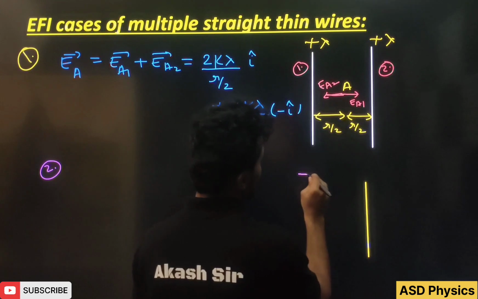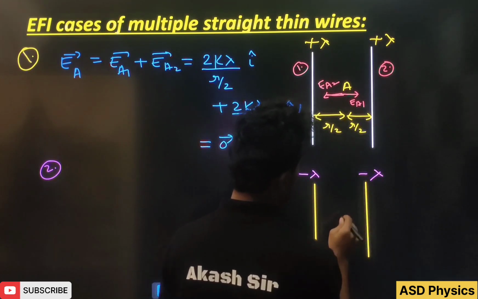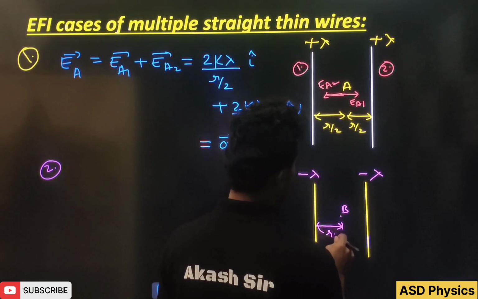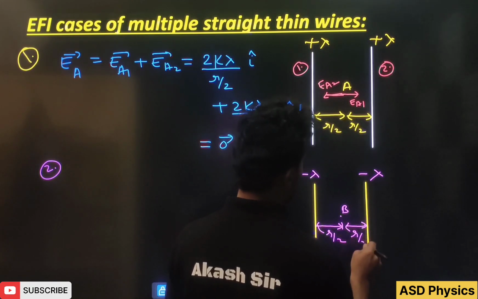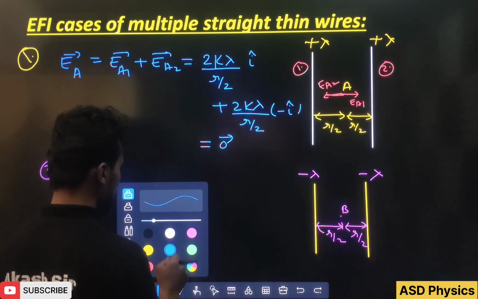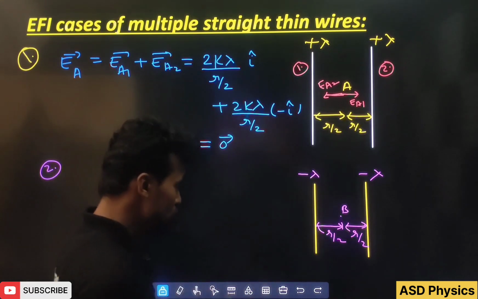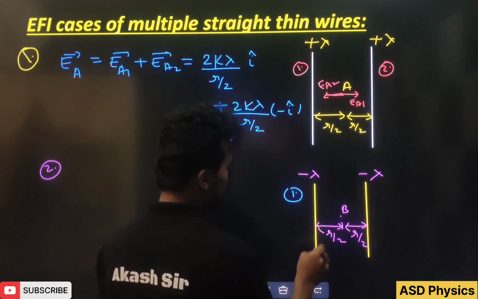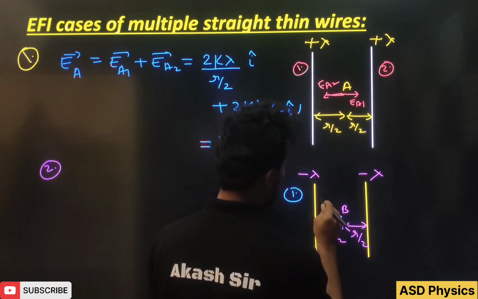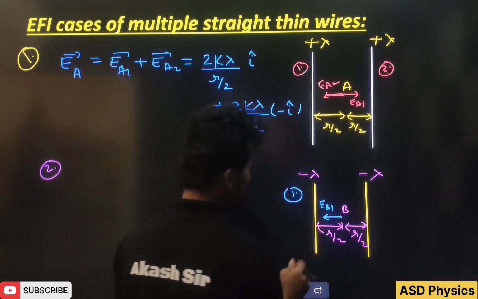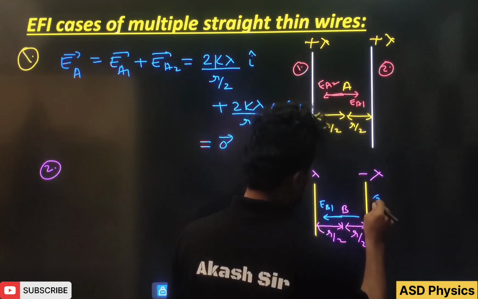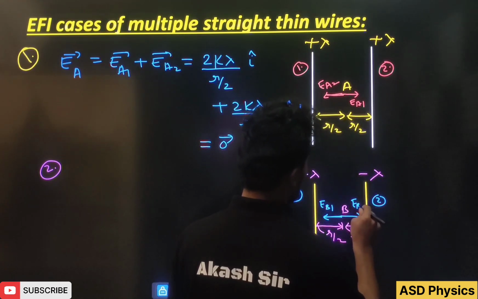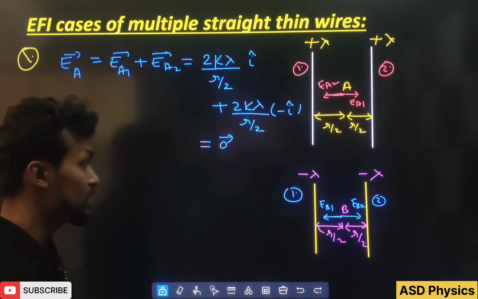After that, students, if we talk about the second case, here this is minus lambda, this is also minus lambda, and now I have taken point B. Here it is R by 2, and this also I have taken R by 2. Now can you guess what will happen there? Very easy. Again this one is there, but negative. So the electric field is in this direction, I can write EB1, and due to the second one, the electric field is in this direction. Here also both fields will cancel out.